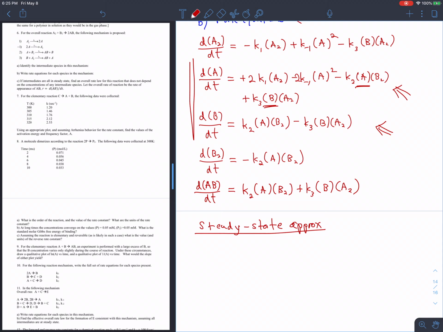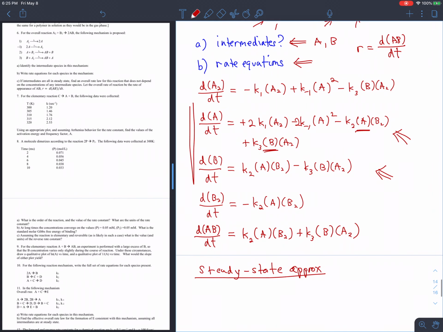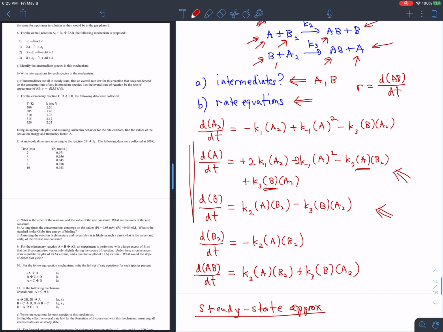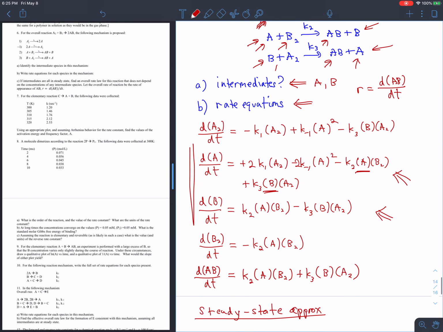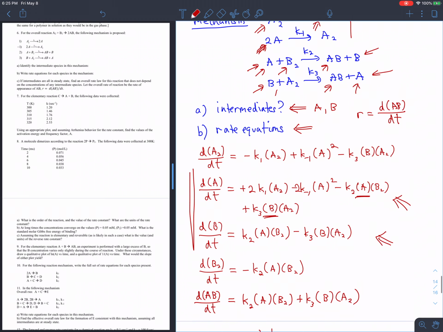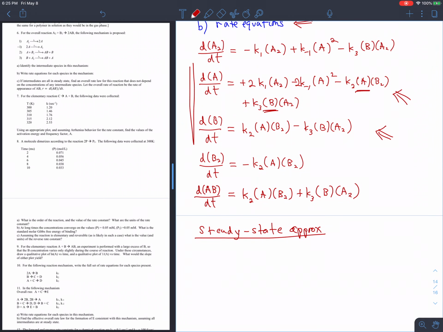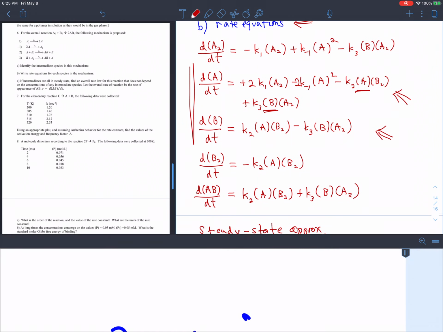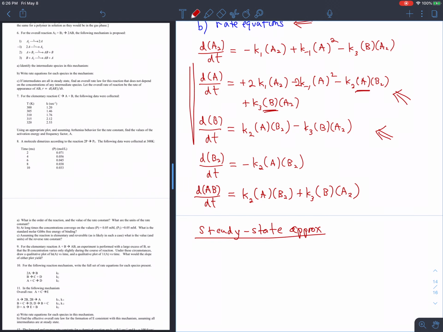I think I have a problem here. Well, we'll see. I think there might be a problem. Oh no, I think that's right. I think it's okay. All right. Solve for these intermediates, in order to eliminate them, right? Solve for them in terms of majority species like A2 and so on.